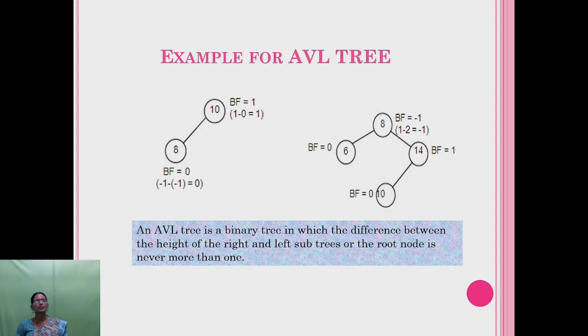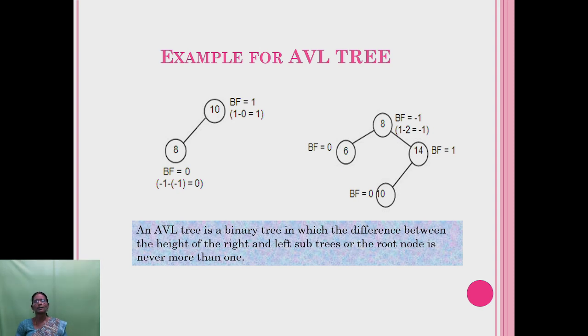Example. Just go through each node. Here, the balance factor is initially 0. For the next one, only the left subtree is there and there is no right subtree. So we set it as 1 minus 0, which is equal to 1. Now the balance factor is 1.